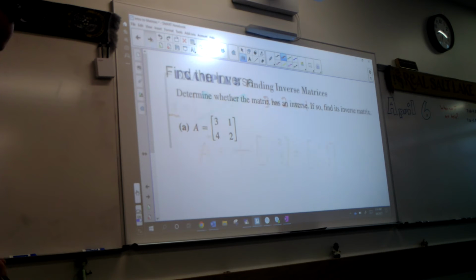Okay, let's actually do a couple more practices here. Determine whether the matrix has an inverse. If so, find its inverse. Let's keep going with this. So, Tal, will you walk me through how to find the determinant first?